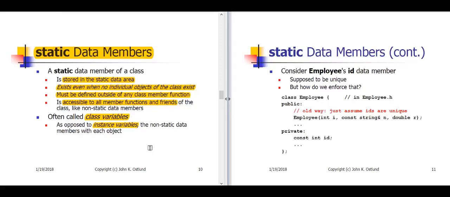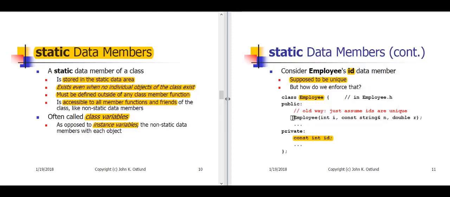So let's take a look at this in the context of the employee class that we've been working with in previous lectures. Here's how we've been doing things, shown here on slide 11. We have our employee class. In the employee class, there is a data member ID, which is const. Each employee object has its own ID within it. Supposedly, these ID numbers should be unique for the different employee objects that we have in our program.